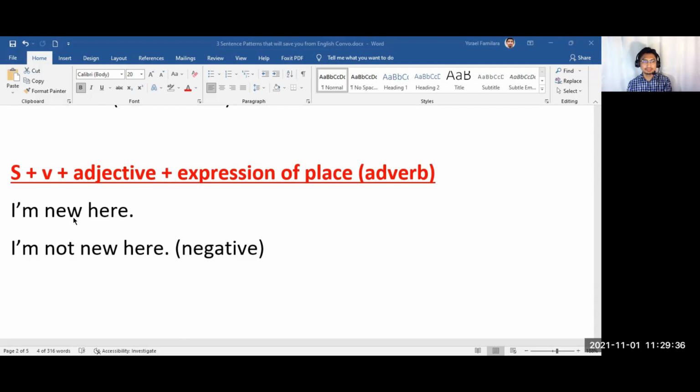I'm new here. Now for the negative form, again, just put not. I'm not new here. So kung papansinin natin, no, karamihan ng ating mga examples, mga ka-learners, they are used in a basic English convo, especially when you're doing introductions, simple introductions, or kung may ipinapakilala ka or ikaw mismo ay nagpapakilala. So ito yung mga makikita nating sentences all throughout our lesson.